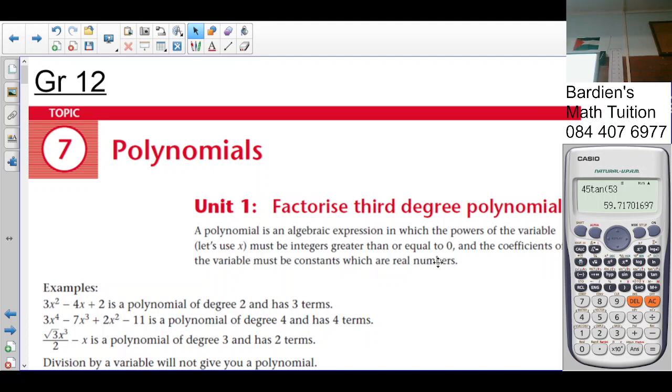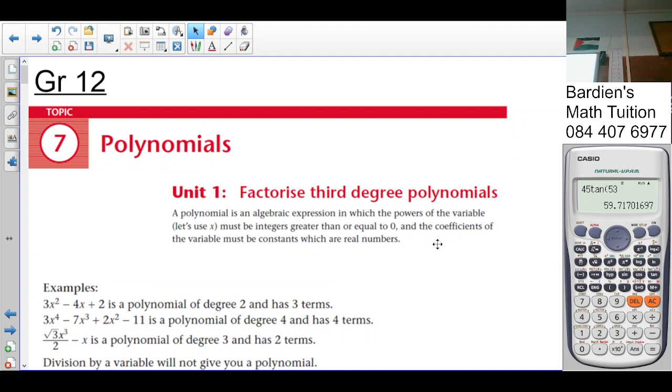So we are told that to factorize a third degree polynomial, a polynomial is an algebraic expression in which the power of the variable, let's use x, must be an integer greater than or equal to 0, and the coefficient of the variable must be a constant, which is a real number. We've dealt with polynomials in grade 9. You must know that the exponent on the x must be a positive number. It must basically be whole numbers. The exponent can't be negative, and it can't be a fraction. So it has to be a natural number, or actually a whole number, which includes 0. But you'll see later on.